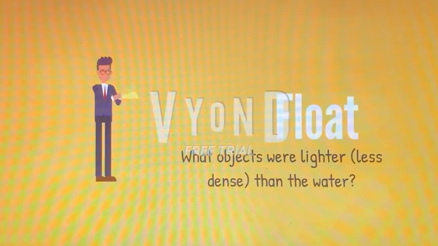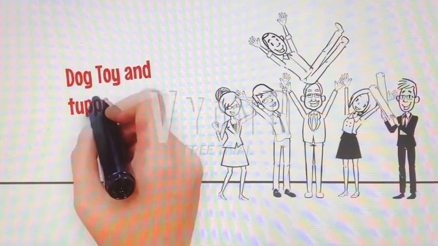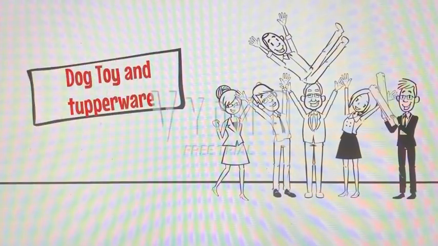Next, we'll talk about the items that floated. These objects were lighter and less dense in the water. What objects do you think these were that we tested? If you guessed the dog toy and the Tupperware, then you were right.